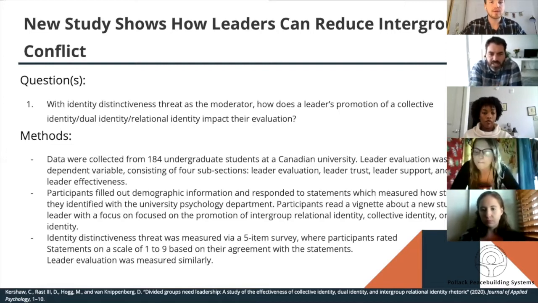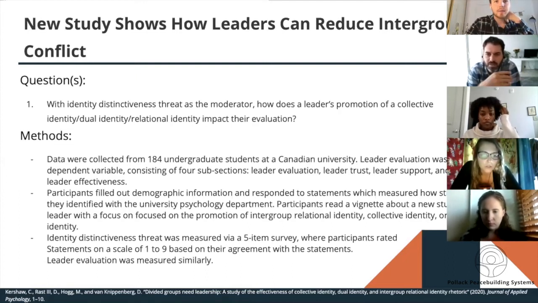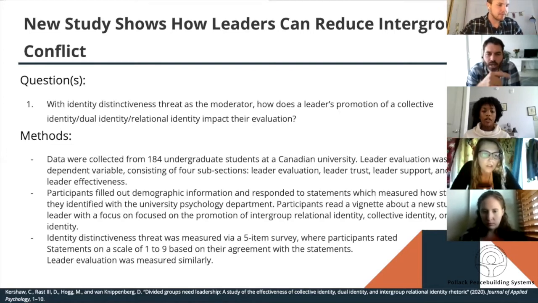I think in this case they were using being part of the psychology department as their group, right? That was the measure. That was the context. Yeah, and I can read the vignettes for you if you want to see the differences between the intergroup relational, collective, and dual. Okay, well, yeah, that might be helpful.